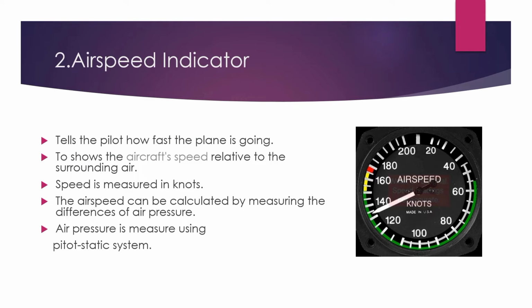Now see the airspeed indicator. It tells the pilot how fast the plane is going, showing the aircraft speed relative to the surrounding air. The speed is measured in knots. It is calculated by measuring the difference of air pressure, which is measured using the pitot static system.